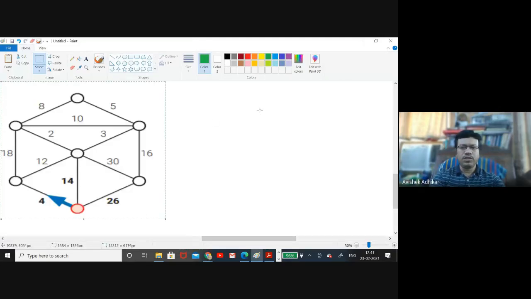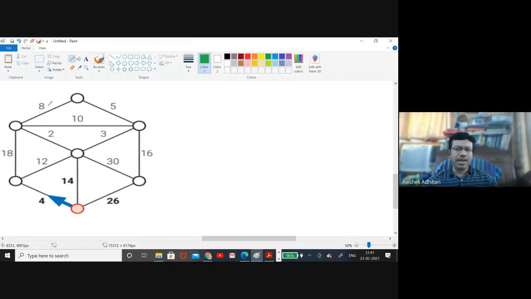Okay. Suppose this is my graph, and say they are the cost of individual edges. So this is the cost of this edge. Cost means, suppose it's maybe a travel cost or something. Now I want a tree that will give me the minimum cost.